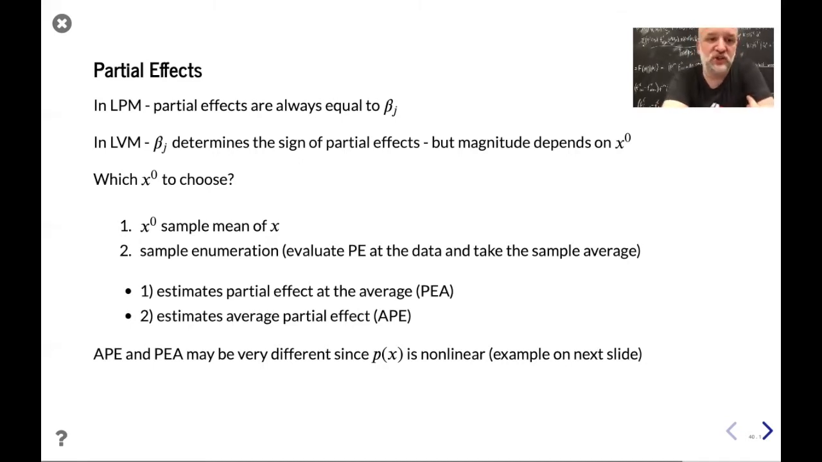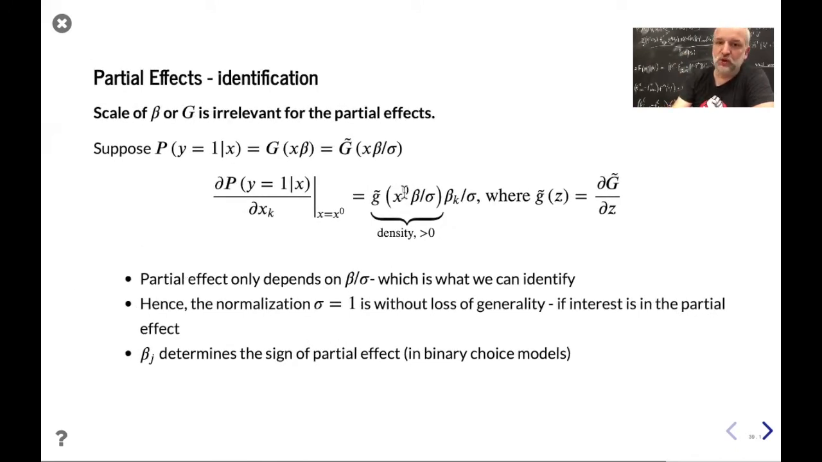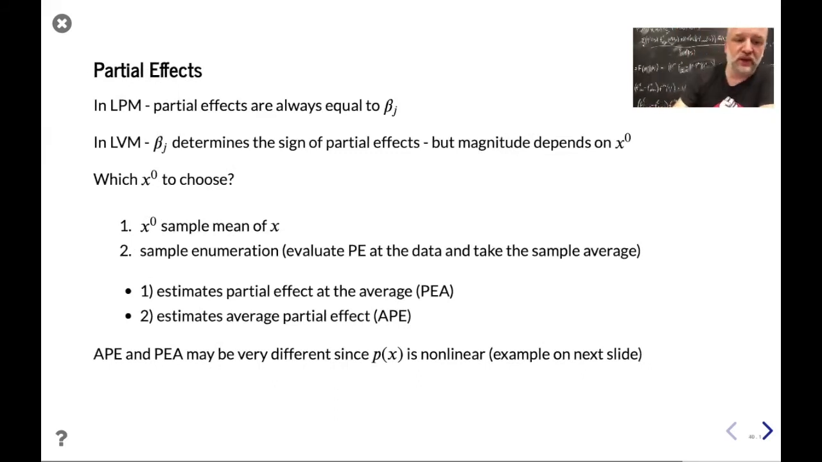So the question here is, which x should we use? Should we use particular choices, or the sample mean, or something we call sample enumeration? We evaluate the partial effects at all the data points, putting in the whole vector of observed x's, and then take the average of all those. That is called the average partial effect. Taking the partial effect at the average is called the partial effect at the average, or PEA, while the average partial effect, APE, is the average of all the partial effects computed for all the data points.